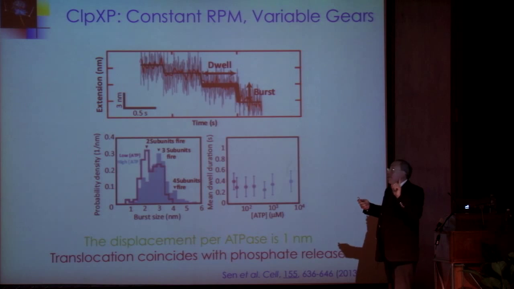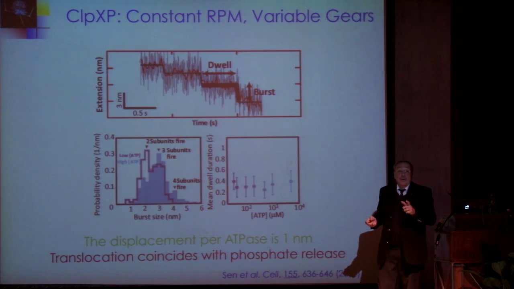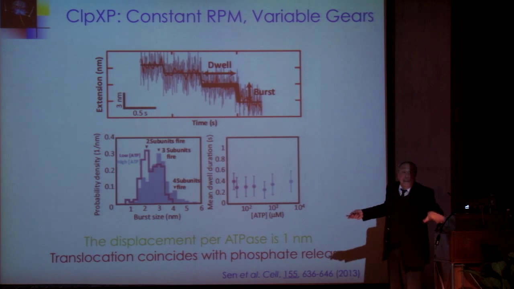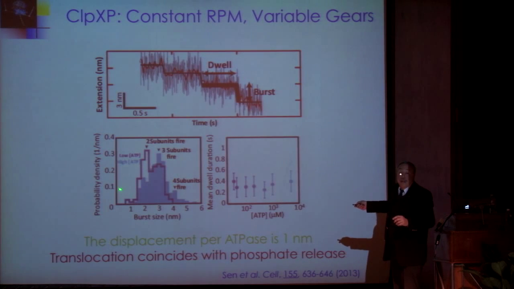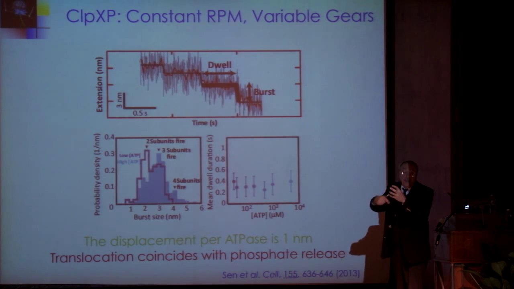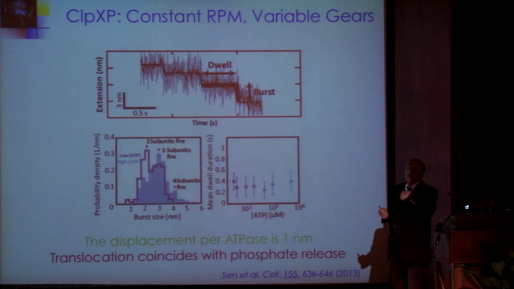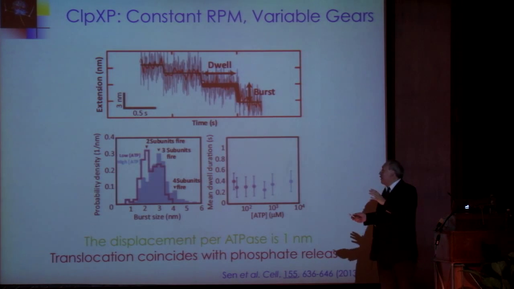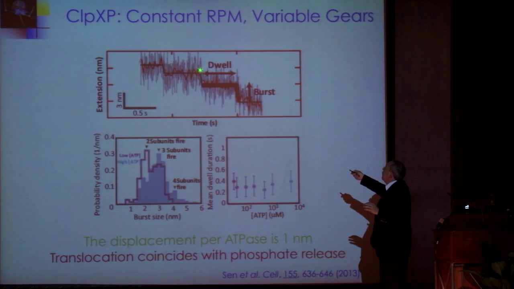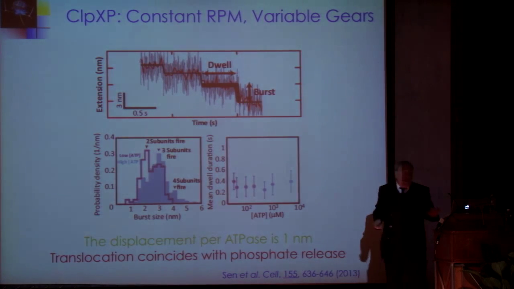Now, why does it go from 4 to 2? Because if there is little ATP in the solution, only 2 of the 6 subunits can bind ATP, so only 2 of them move. Whereas if there is a lot of ATP, 4 of them can bind ATP and move 4 nanometers. Each subunit moves 1 nanometer. In other words, we have constant dwell time, variable burst at different ATP concentration.